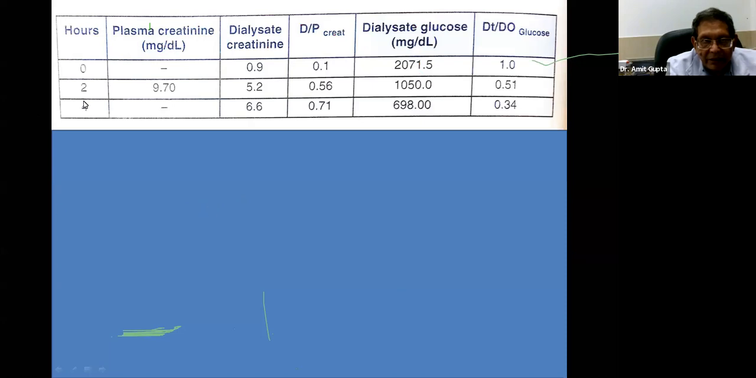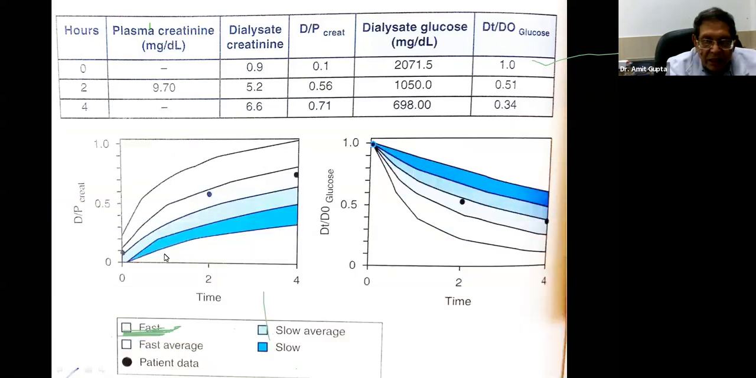So here you have a patient whose dialysate creatinine is 0.9 at 0 hours. At 2 hours, it was 5.2, and the D by P ratio was 0.56. At 4 hours, it's 0.71. And this was the dialysate glucose at various times. And again, you have these dialysate over D0 values, and you can plot them on this graph and then find out what sort of peritoneal membrane characteristic this patient has. As you can see, the D by P creatinine, when charted, shows that this patient falls in the high average type of membrane characteristic.